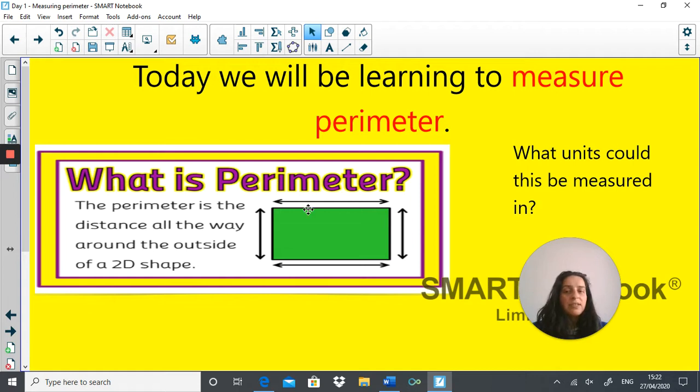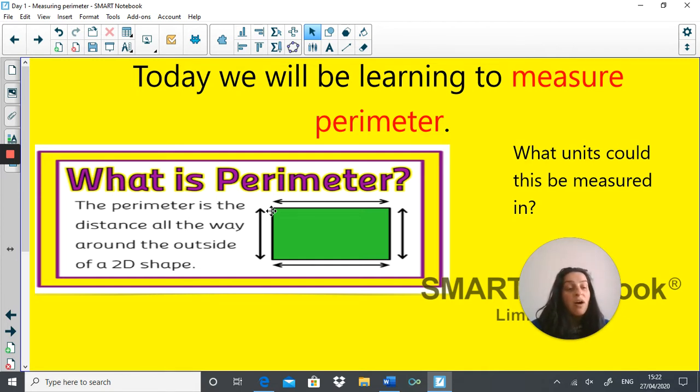What is a perimeter? So the perimeter is the distance all the way around the outside of a 2D shape. So with this rectangle here, for example, the perimeter is starting from here, measuring that side, and coming up to this side. So the distance all the way around this 2D flat shape is what is known to be the perimeter.